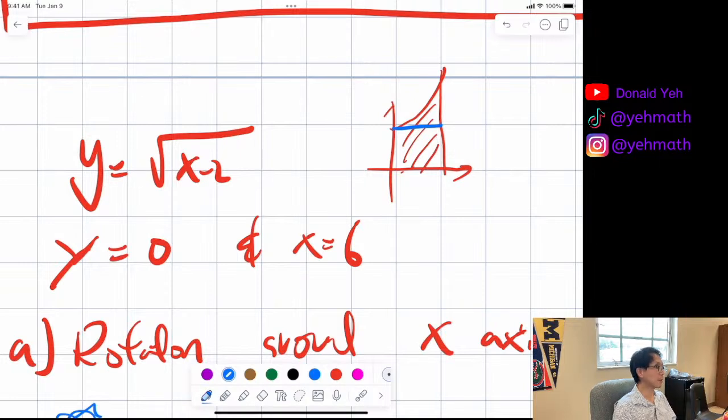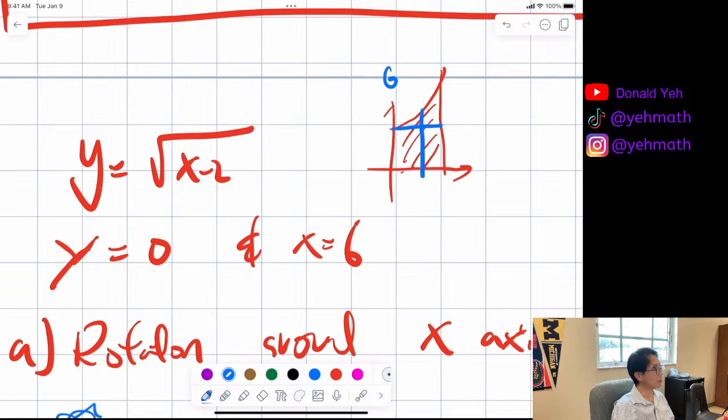Shell is using circumference rather than pi r squared, but it'll still find the volume of a shape. So it's basically take this line right here and rotate around the x-axis, or rotate around the y-axis. So basically one line and just rotate around. You're just gonna have a hollow cylinder.